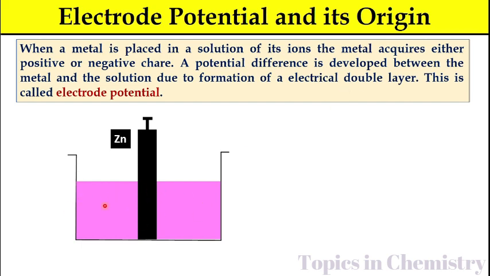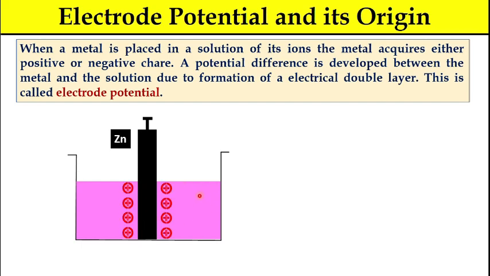Suppose this is our electrolyte, that is zinc sulfate. This is the electrode. Now when you dip it into the electrolyte, you can see gradually zinc atoms go into the solution as Zn2+. So the concentration of Zn2+ increases, and that's why the solution becomes positively charged and the electrode gets negatively charged. Here you can see an electrical double layer is formed.